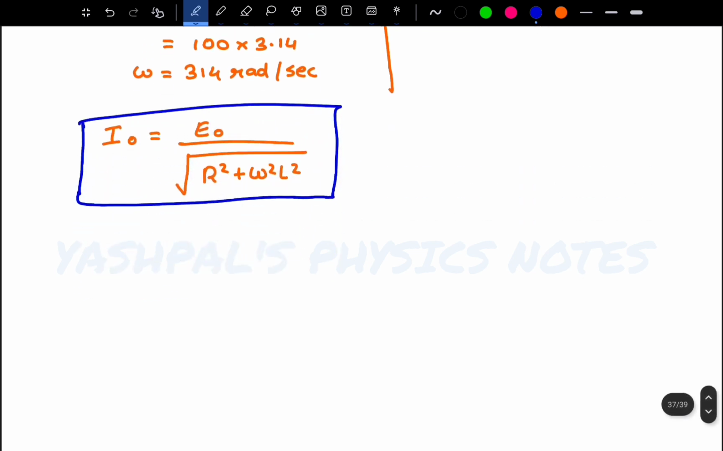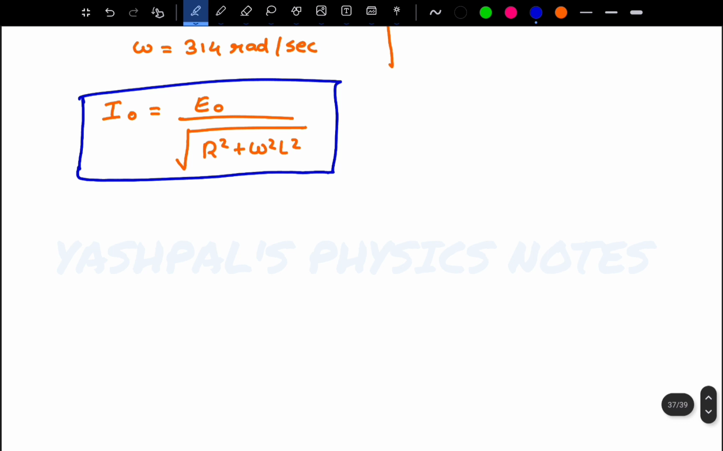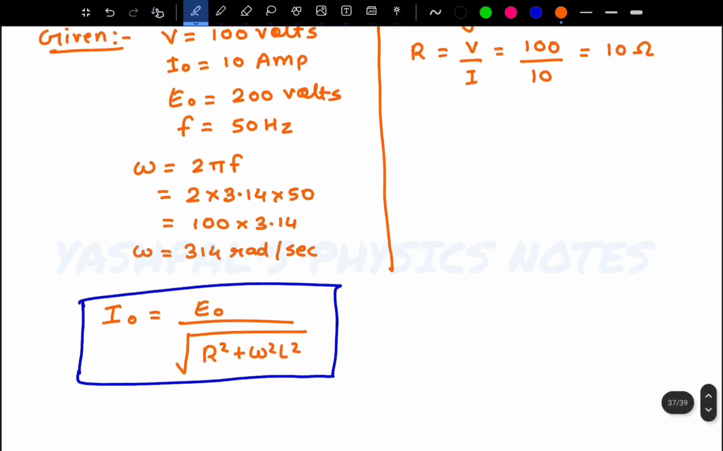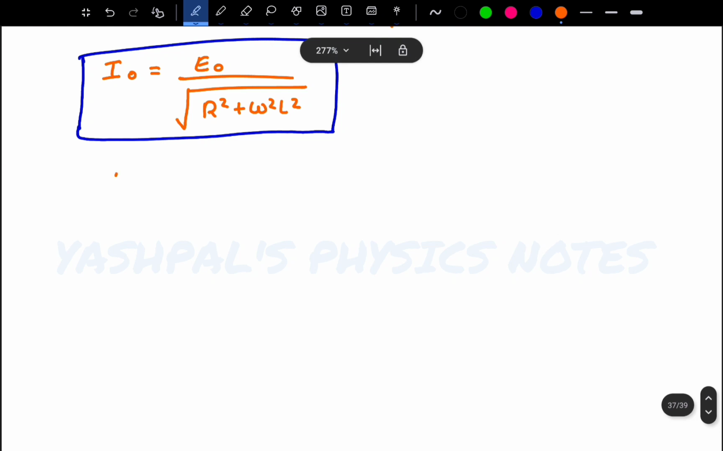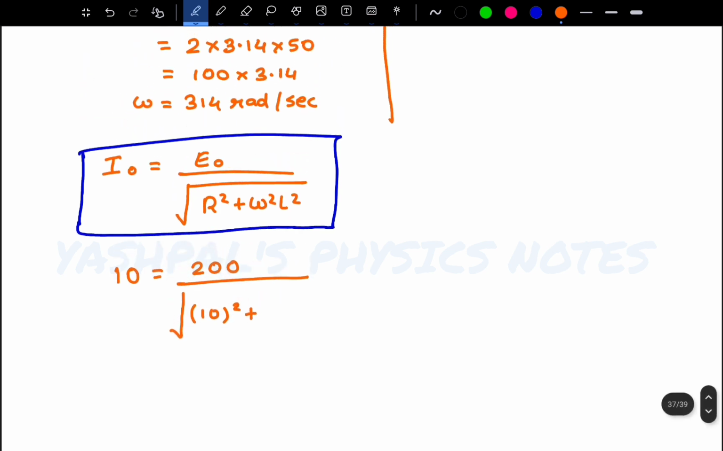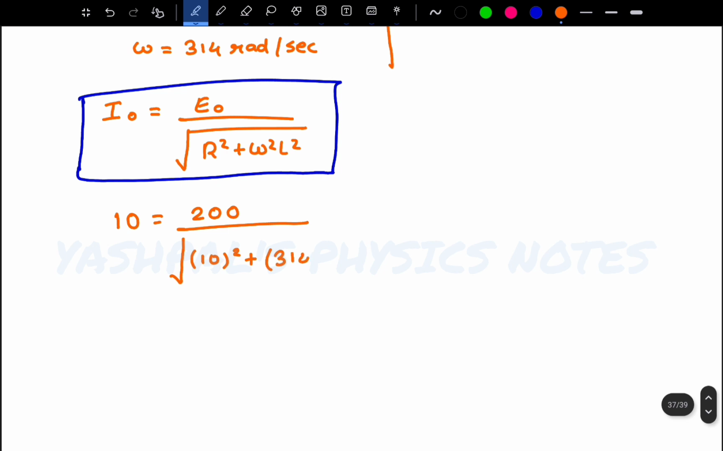So now just simplify this. Here I am just substituting the values. What was our current? Current I naught is equal to 10 ampere. So it is 10. E naught is 200. What is the value of R we just found out? 10 square. Value of omega square is 314 square. What is the value of L? We don't know. We just need to find the value of L square.